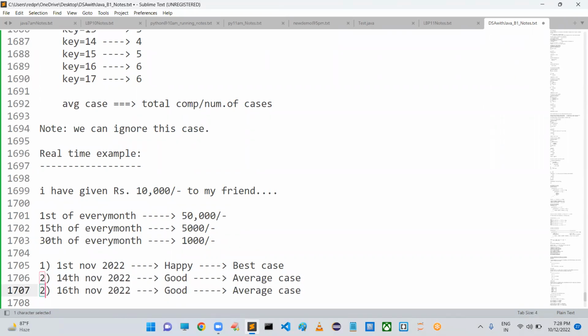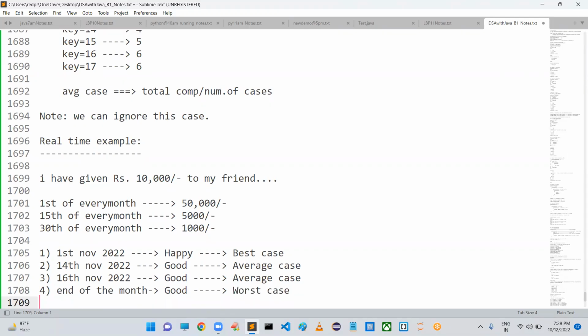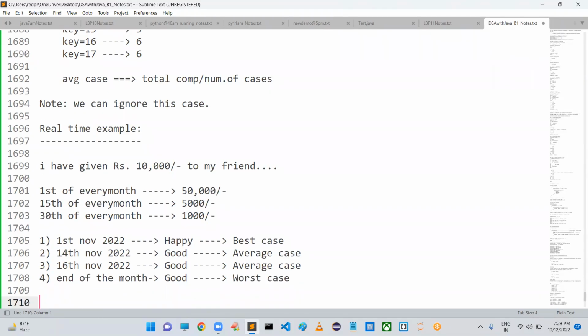Now he says he will give by the end of the month. Then what will happen? It is the worst case, right? At worst, when you are going to give, it is also good, but at least we are getting some amount. Now you can see we can consider this as the worst case. This is just a simple example that I am going to explain.